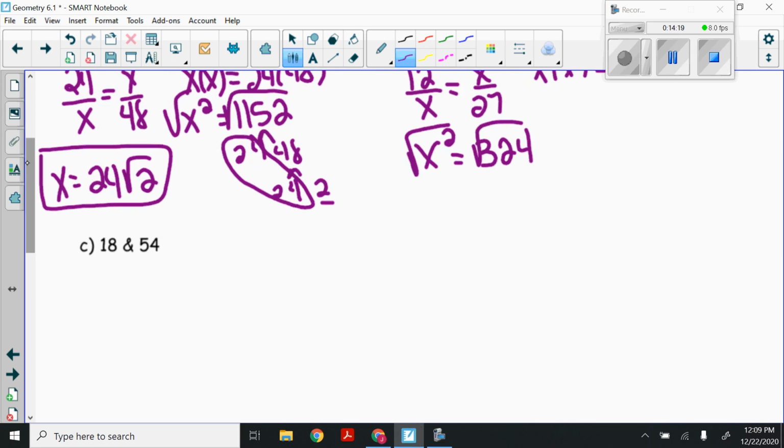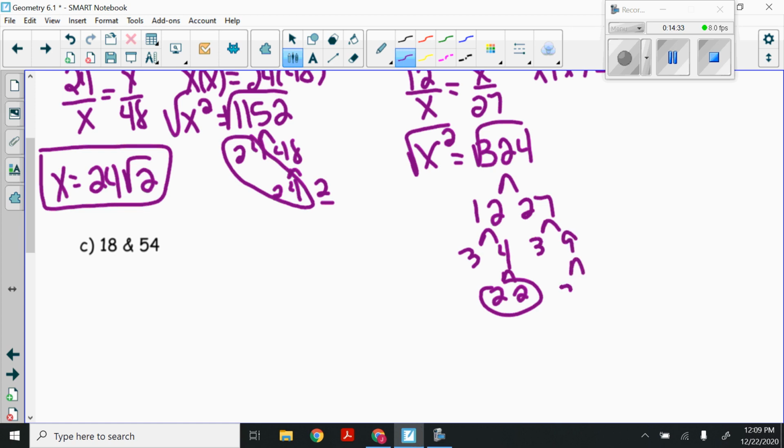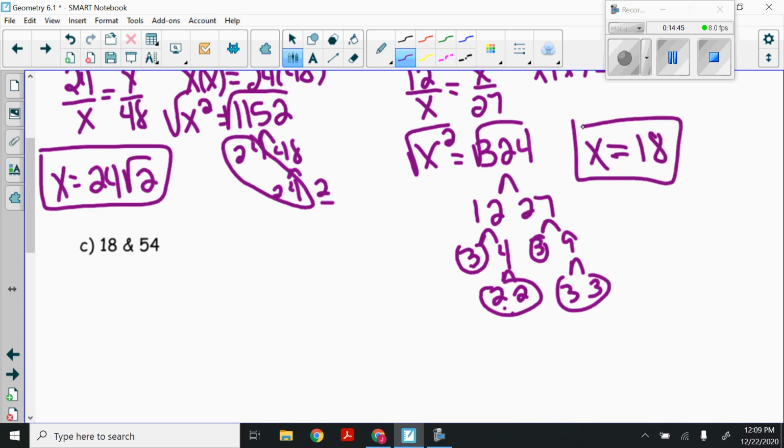I need to do the factor tree. I know that this came from 12 and 27. 12 will break down to 3 and 4. 4 breaks down to 2 and 2. I have a pair of 2's. 27 breaks down to 3 and 9. 9 breaks down to 3 and 3. I have a pair of 3's and another pair of 3's. So this was a perfect square. So x equals, so I have 3 times 2 is 6. 6 times 3, 18. So here, the geometric mean is 18.